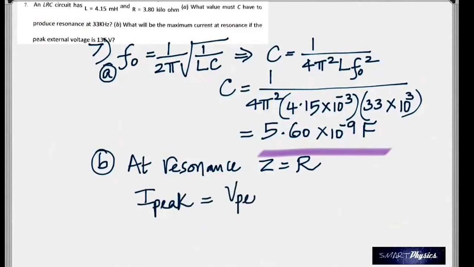At resonance, what happens at resonance? What about XL and XC at resonance? They become equal to each other. So they cancel out in the formula for impedance, isn't it? And so impedance becomes just equal to the resistance.